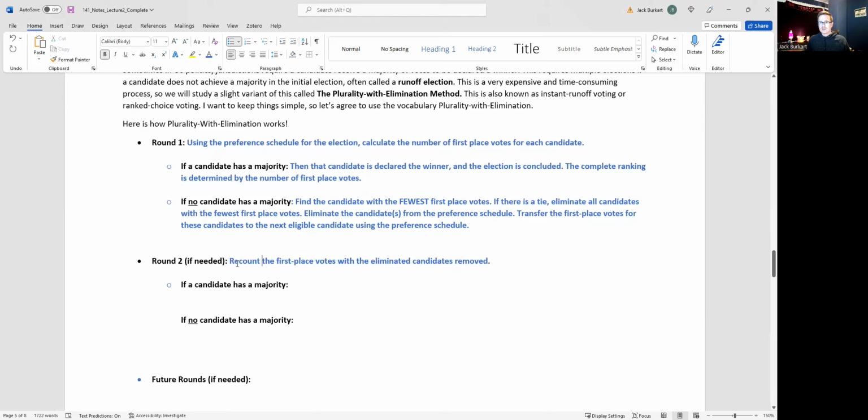What we'll do after eliminating the candidates with the fewest first place votes is that we will recount the first place votes with the eliminated candidates removed. Again, if I voted for a candidate first place, my second choice vote now becomes my first place vote.